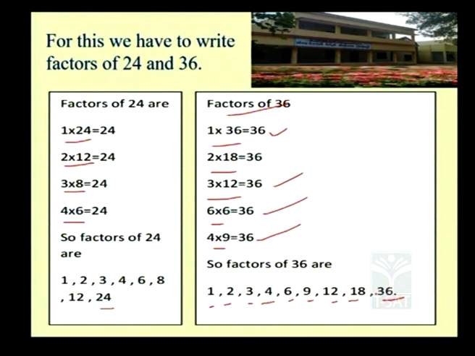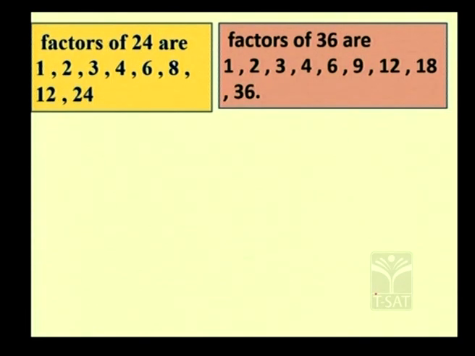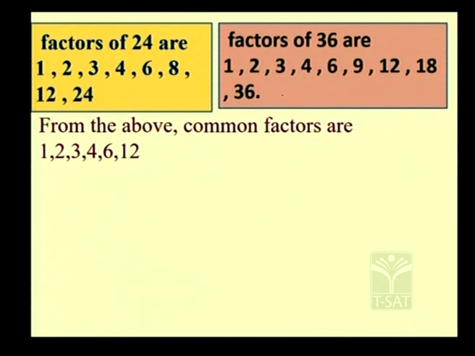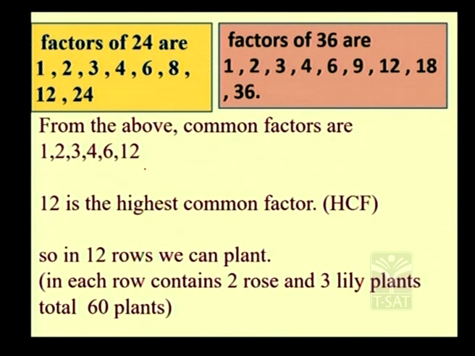And after that what do we have to do? We have to observe the factors of 24 and 36. You are observing clearly: 1, 2, 3, 4, 6, 8, 12, 24 are the factors of 24. These are the factors of 36. From the above, the common factors are, see, 1 is here and 1 is here, 2 is here and 2 is here, and 3 is also common, right. Like this, we find the common factors: 1, 2, 3, 4, 6, 12. Which is the greatest number among the common factors? 12 is the highest common factor here.